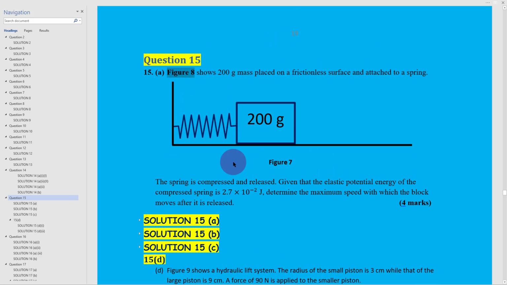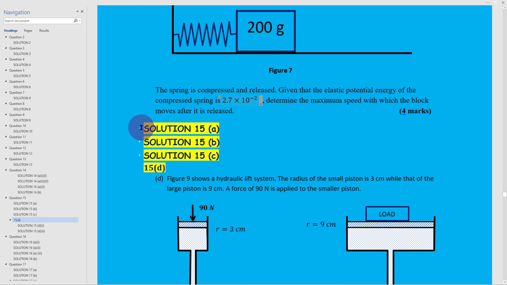In this question, we are dealing with a compressed spring. The amount of energy stored in this spring is called elastic potential energy, and as soon as this mass is released, it's going to spring away from that mass. We are asked to calculate that initial speed. That means that the elastic potential energy of the spring is converted into kinetic energy of this mass. So let's see how we handle that first part, where we are asked to calculate the maximum speed with which the block moves just after it is released.